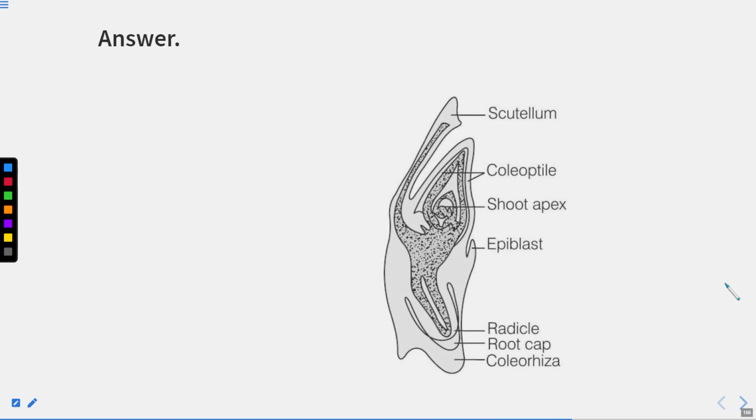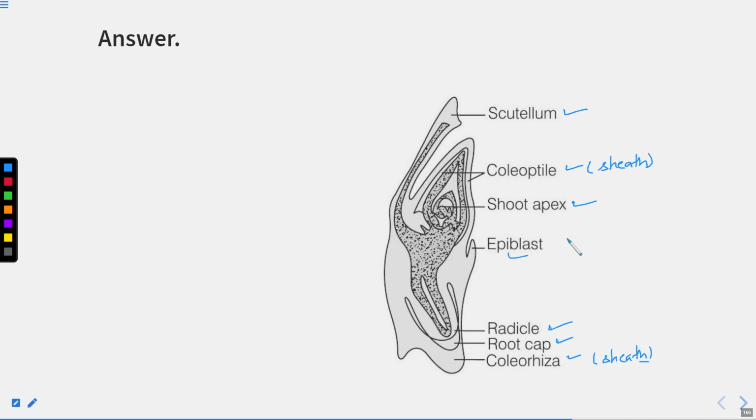So here is the labeling. This is the lateral section of a seed. Here you can see the scutellum, which is the cotyledon present in monocots. Here you can see the coleoptile, the sheath that covers the shoot apex. Here you can see the shoot apex. Here is the radicle. The root cap covers the radicle, and finally the coleorhiza, which is again a sheath that covers the root cap, or you can say the root apex.